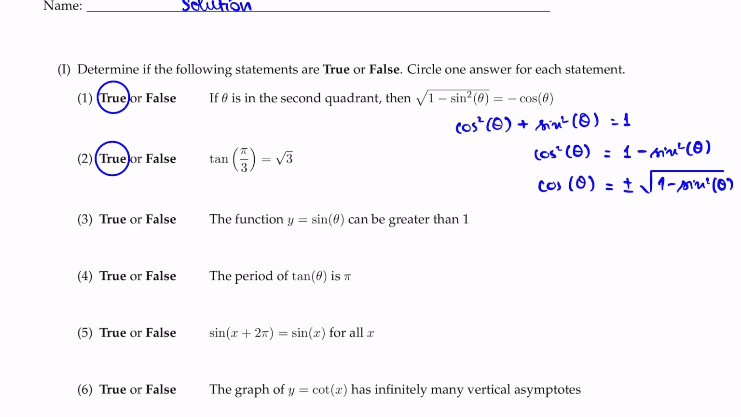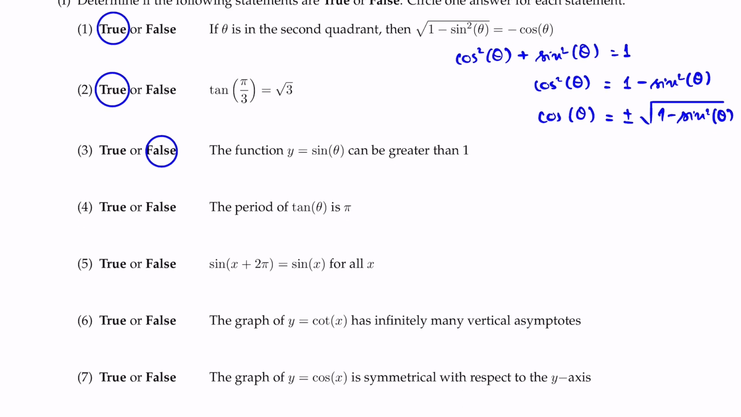Now the next question, the function y equal to sine of theta can be greater than 1. So this one is false because the amplitude of the function is equal to 1. So the amplitude is the constant in front of the sine function. In this case, the constant is 1. So the greatest value that function can get to is 1. Therefore, this function y equal to sine of theta cannot be greater than 1. So this is the false statement.